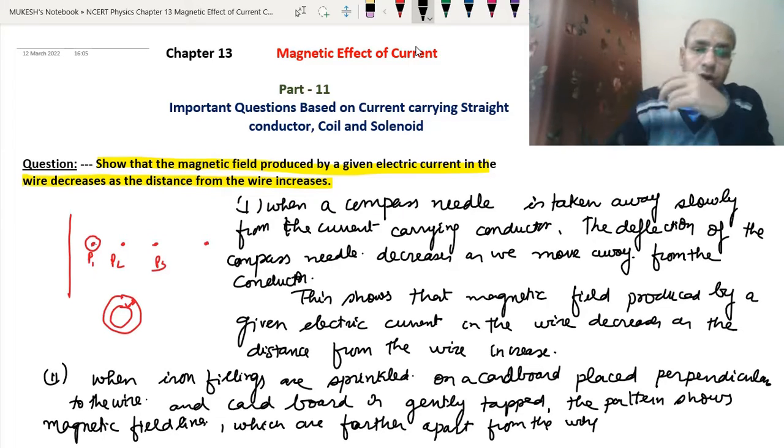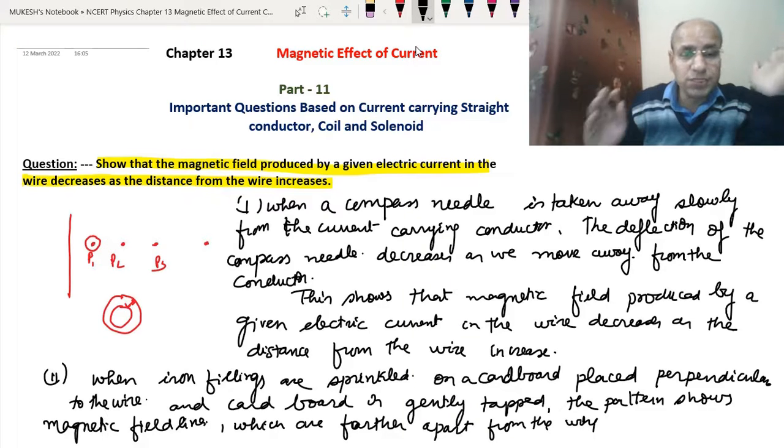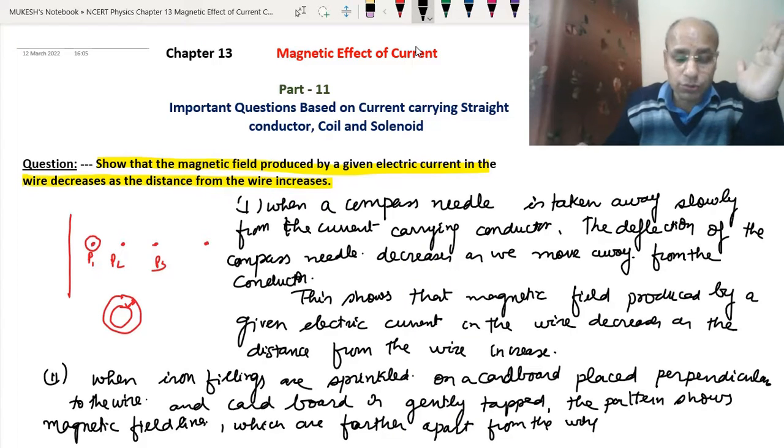So there are two ways. Let's repeat it. If we keep the compass needle at different points, as we move away from the wire, the compass needle will show less and less deflection. Or second, we can do it by using the iron filings. I hope this is clear to you. Now let's do the next question.